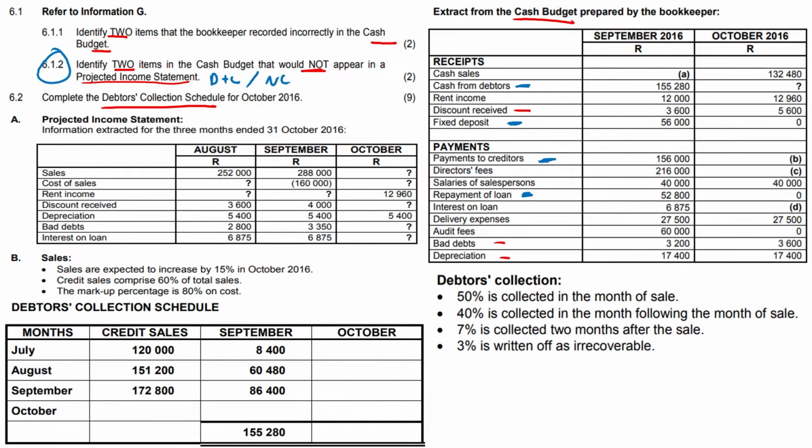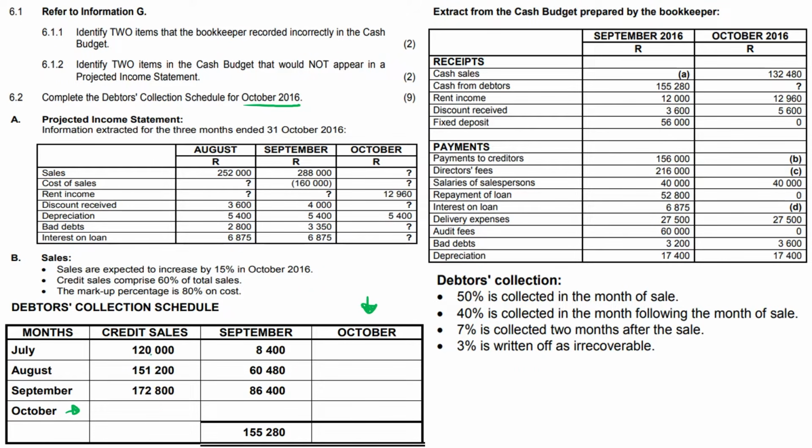6.2, complete the debtors collection schedule for October 2016. Sorry, just wanted to clean my screen with a bit of Omo. So things are just a bit easier to read. So completed for October 2016. So we need to fill in this column here as well as this one here. But also it's important to note that October can never affect September because September is before October. So we just leave this blank. Don't even plug in a 0.